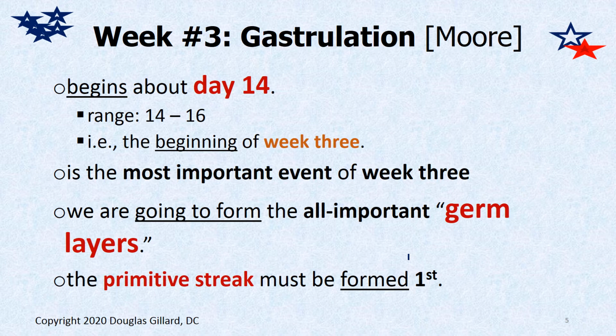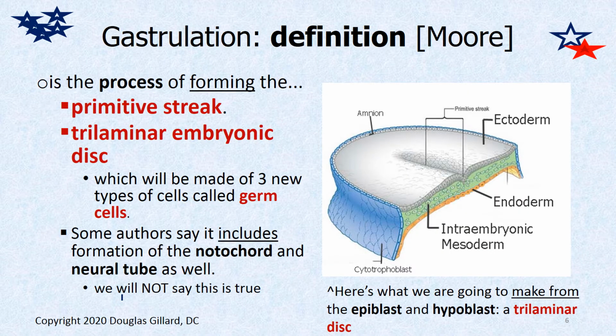The most important event of week 3, we already said, is that we are going to form the very important germ layers. These are all super stem cells. These 3 layers we're going to form, they could create anything you want. Now each of the 3 is destined to become certain tissue that we'll talk about through the remainder of this course. But if you could harvest any of these cells, it would be amazing what you could do with them. All right, so the first step in gastrulation is the formation of something called the primitive streak. So that's where we're really going.